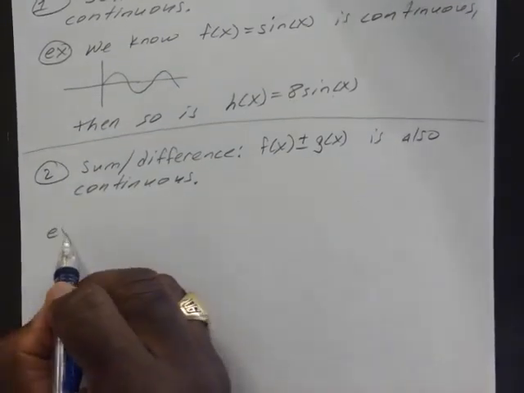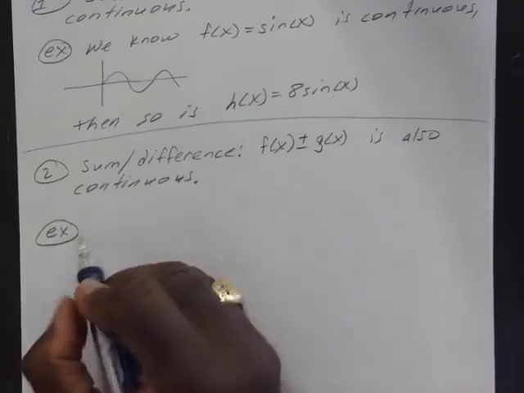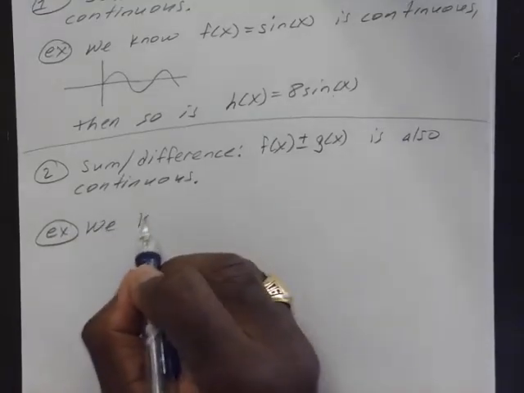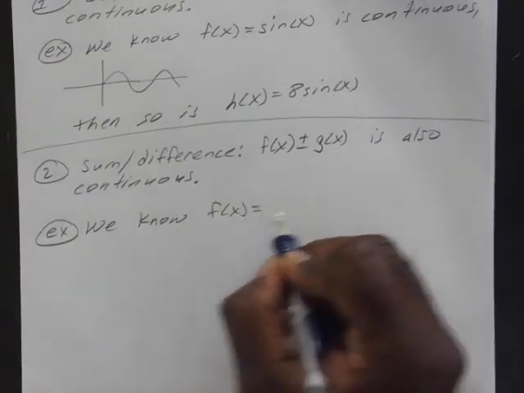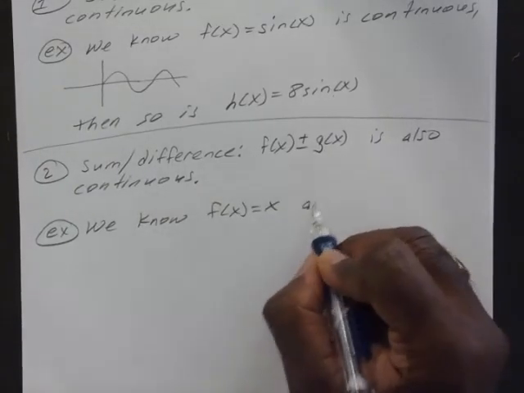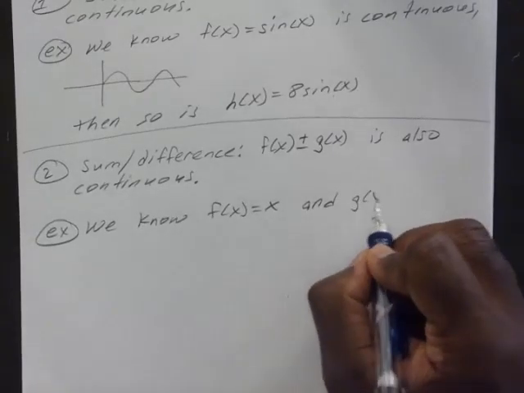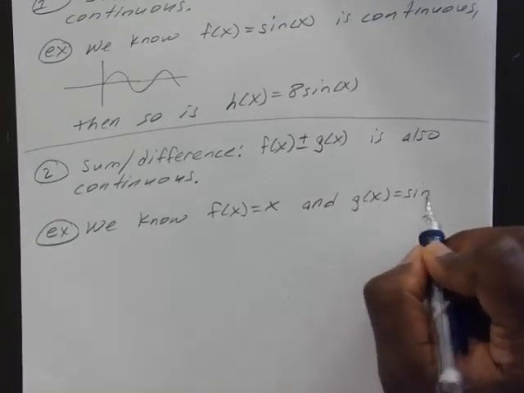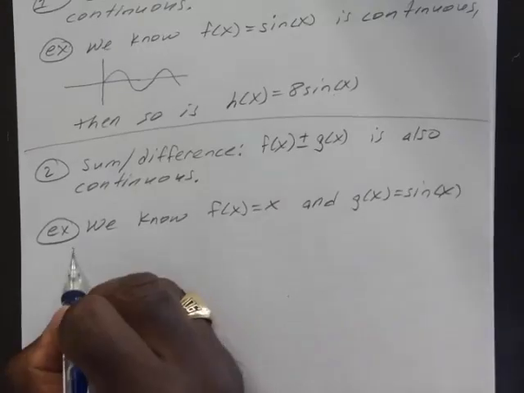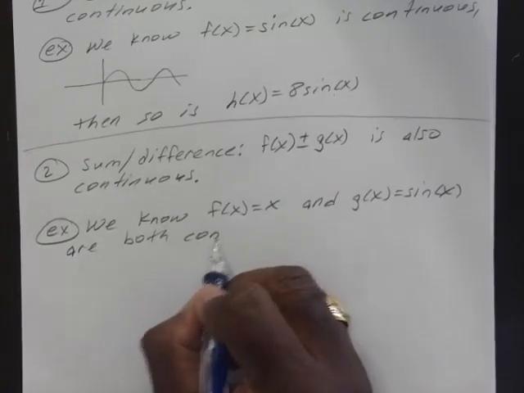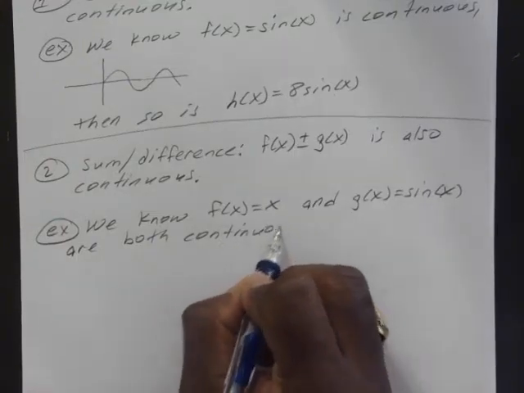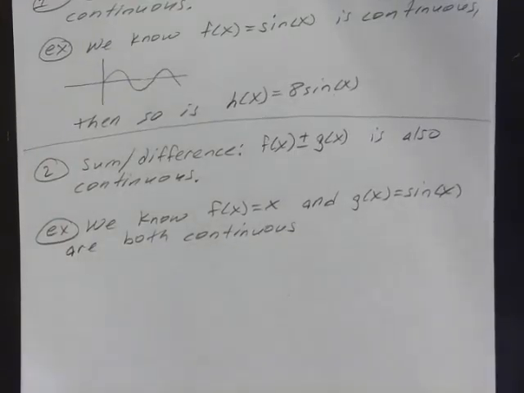So for example, we know that f of x equals x and g of x equals sine of x are both continuous. Okay, and they're continuous everywhere. That's why I didn't put an interval. You can put negative infinity to positive infinity for the interval.